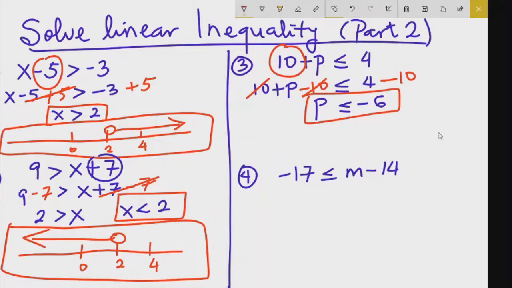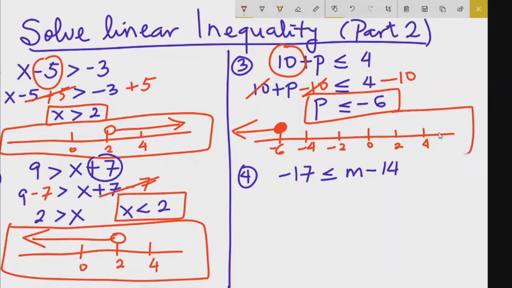We can now represent the answer again on the number line. So here is negative 6. You can say negative 2, negative 4, negative 6. This is 0, this is 2, this is 4. For negative 6, because it is less than or equals to, you want to use a closed circle or shaded circle. And this is definitely going to the left. So that would be the answer in this case.